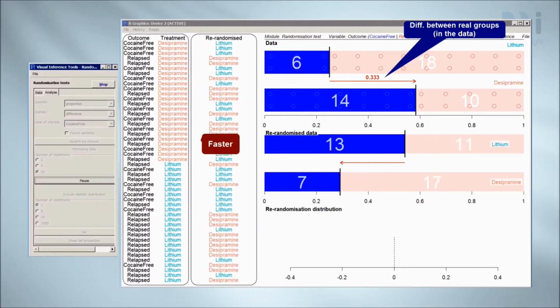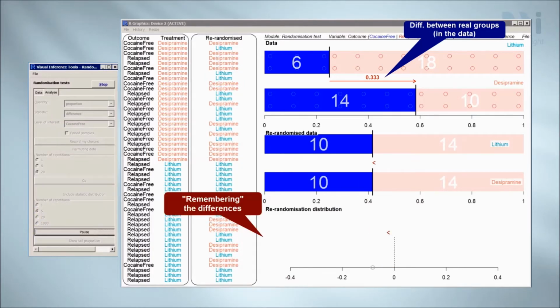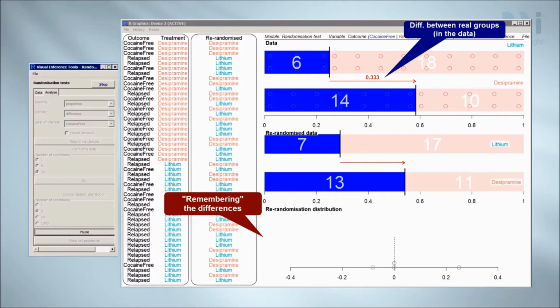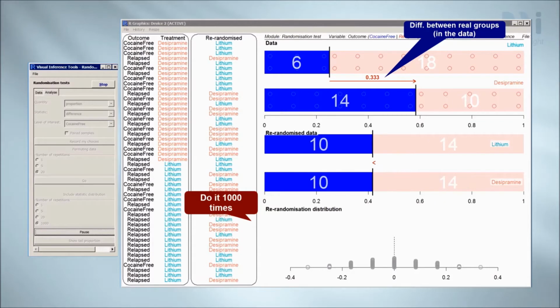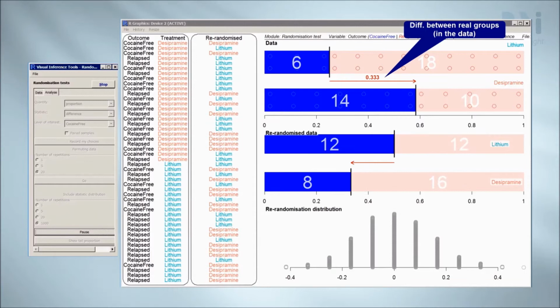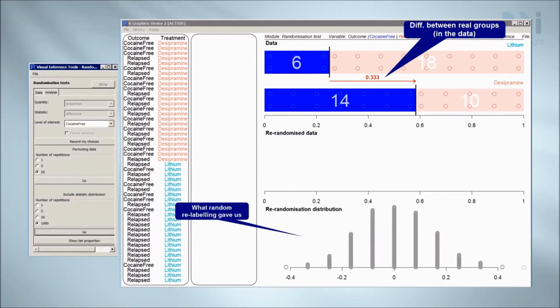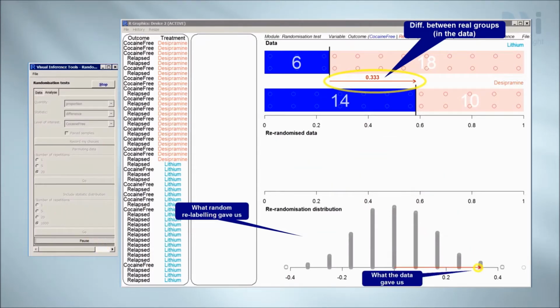20 times fast? Everyone I saw was smaller, but a couple were close. A reminder of how we remember these differences. Do it 1,000 times. So those are all the values that random relabeling gave us. How does that compare to what the data gave us? There it is, superimposed. Where does that fall in the randomisation distribution?